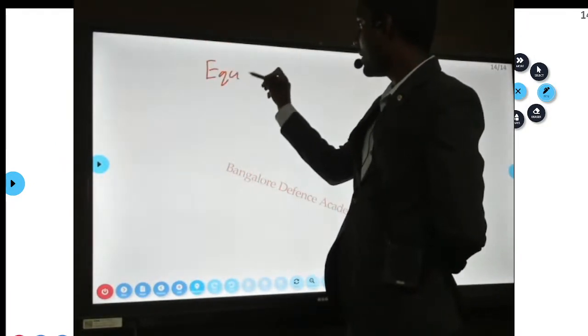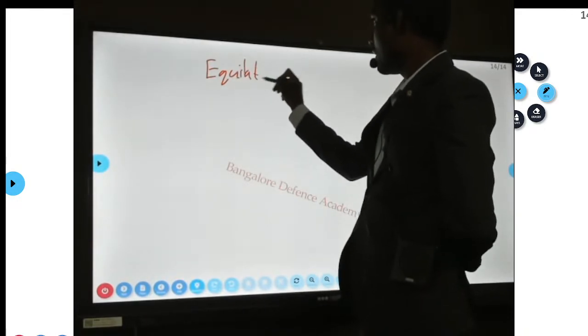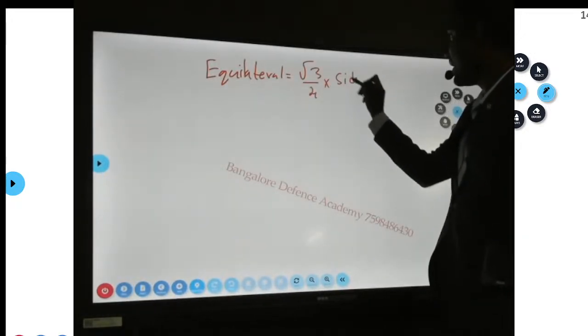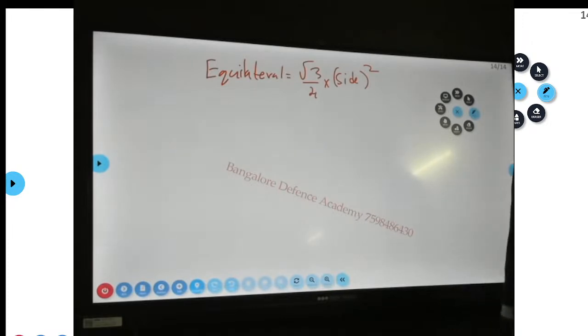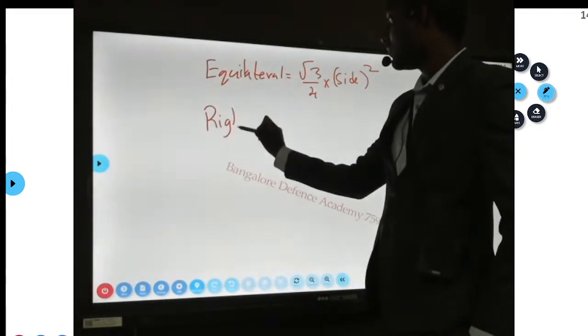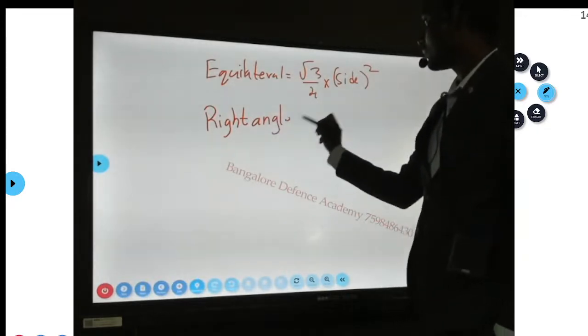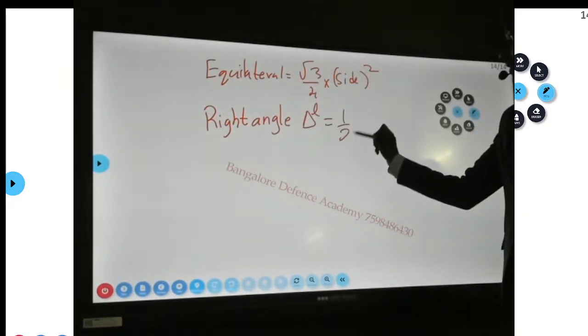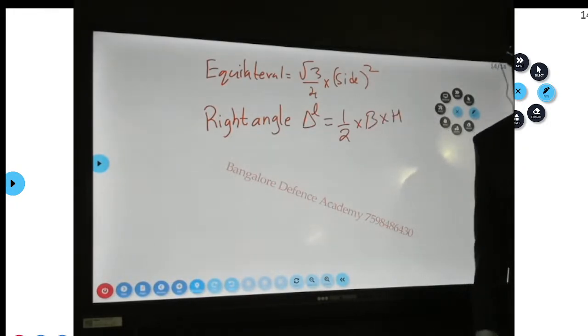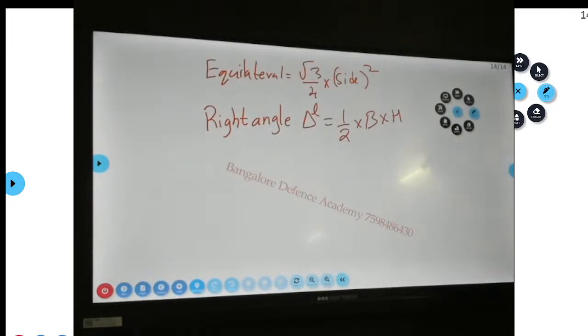Triangle little bit, we have many types of triangle. Equilateral triangle, root 3 by 4 into side square. Root 3 by 4 into side square. Sir, Heron's rule. रुको रुको आ रहा हूँ. Next, right angle triangle. Right angle triangle, half into base into height. I'll be asking anytime these formulas. Okay, take it seriously. Half into base into height.